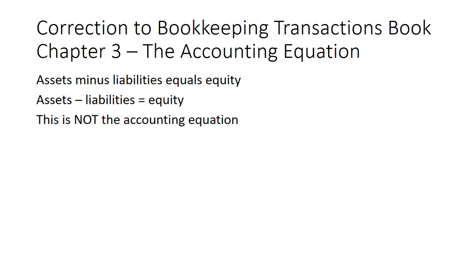Before I start producing journals with you, I'm going to have to make a correction to the bookkeeping transaction book in chapter 3. I think it's on page 57. If you have a look, what you will have had described to you as the accounting equation is assets minus liabilities equals equity. The bookkeeping transactions book describes the accounting equation as assets minus liabilities equals equity. That is not the accounting equation.